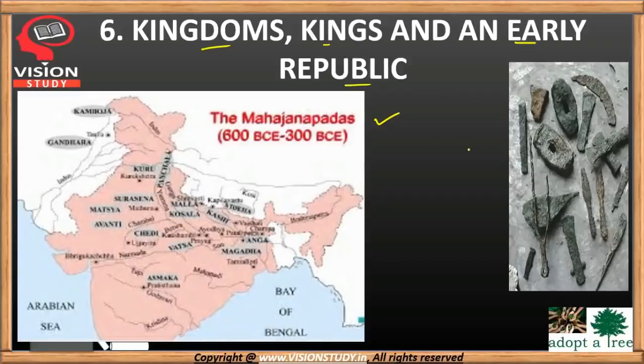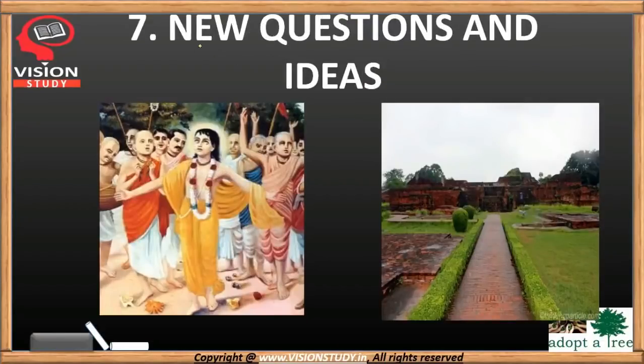How did the use of iron help us bring an empire? What agricultural changes were there? What trade practices? What taxes did the administration system use? Who were the important officers in these periods? All right. The seventh chapter is New Questions and Ideas.